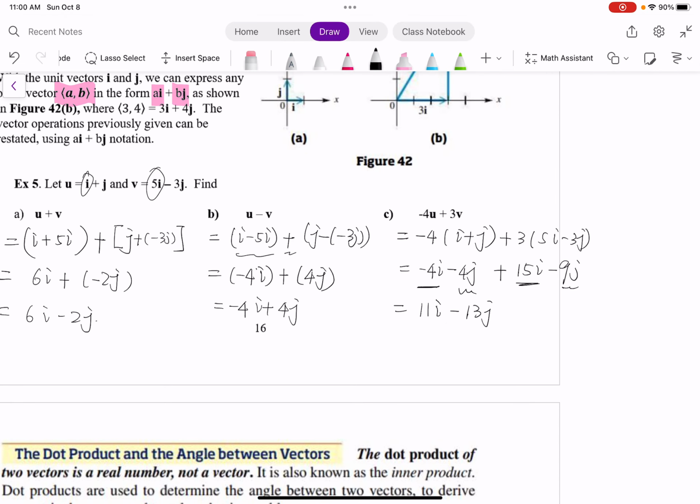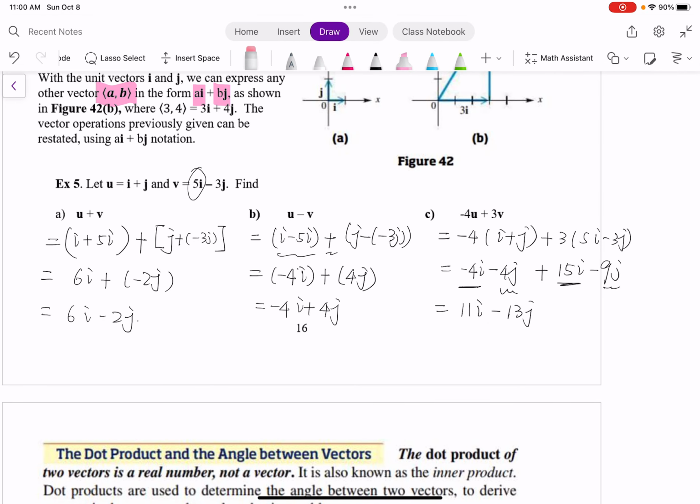Okay, so for example, you may say, I still prefer the previous method I have learned, the component form. u equals (1, 1), because i means the x component, or horizontal component. j means the vertical component. v equals (5, negative 3). Then we do the operations. We do addition, add all the x together, and add all the y together. You can convert it to the component form.